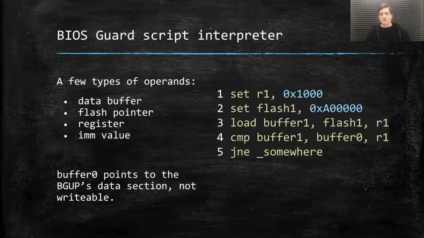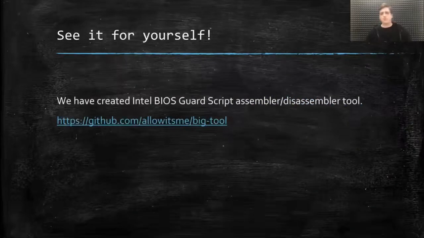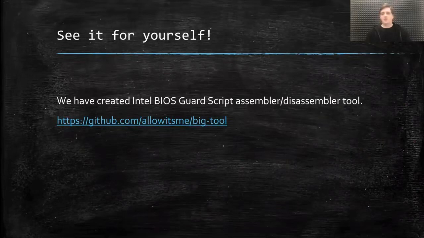All in all, these 5 lines are a little program that compares the flash block at 0xA50 with BGU data. We can't use the CMP instruction on BGU and a flash pointer directly because flash data needs to be read into a temp buffer first. Unfortunately, we can't cover all of the information about the BIOSGuard script during this speech, and there is still interesting stuff about it. And you can play with it yourself. We are proud to announce the BIOSGuard script tool that gives you the ability to assemble and disassemble BIOSGuard script. It is already available on GitHub.